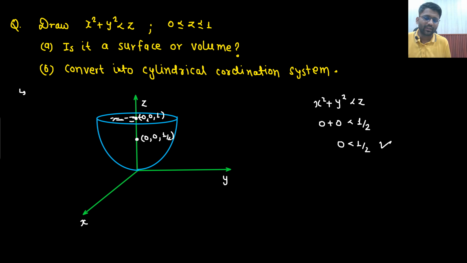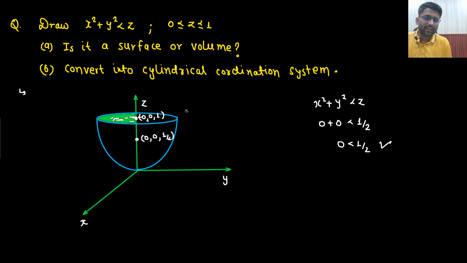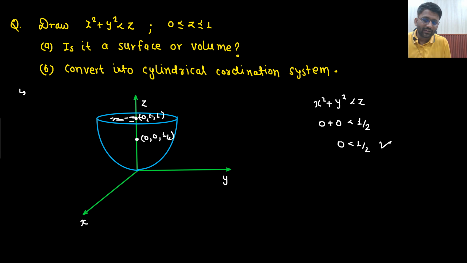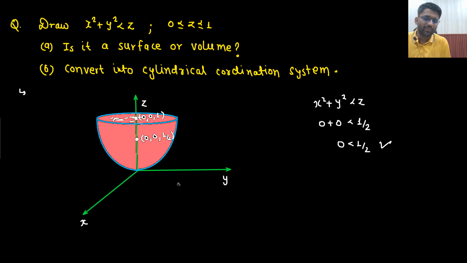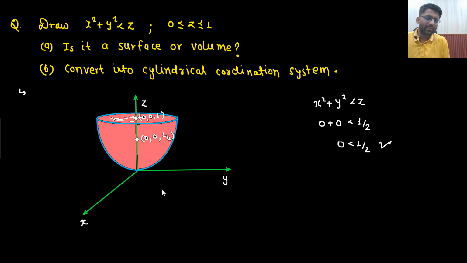Are you able to understand this point? So if I fill the color, it will be a solid bowl this time. Previously, it was not a solid bowl. This was only a surface, but this time it will become a solid bowl. That means it is filled with something. x square plus y square less than z.